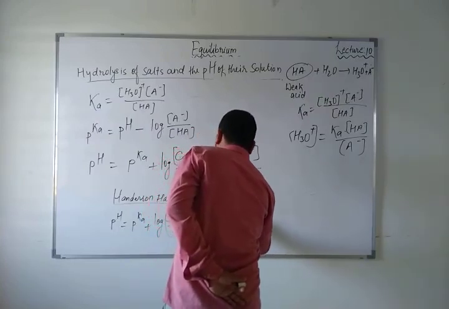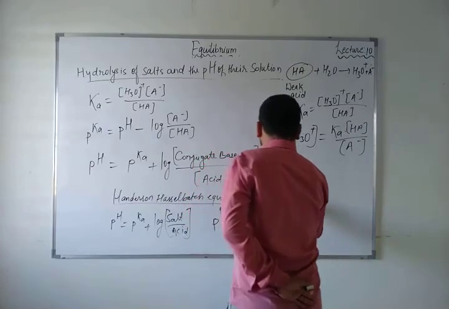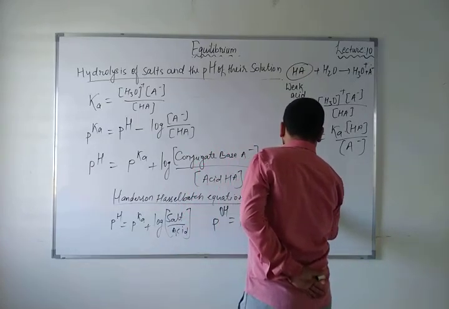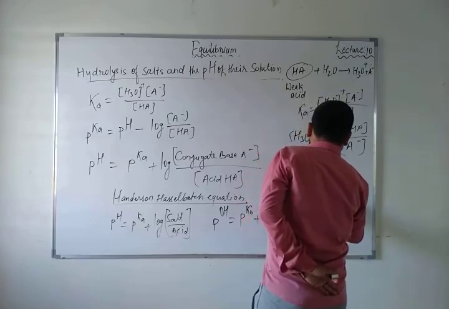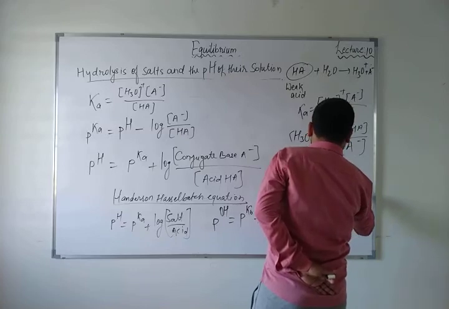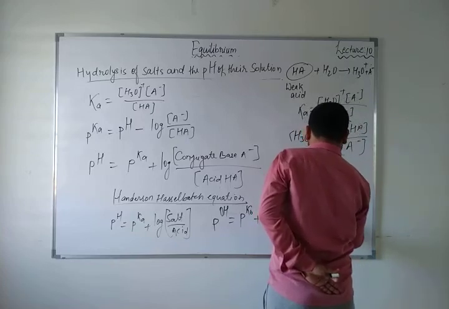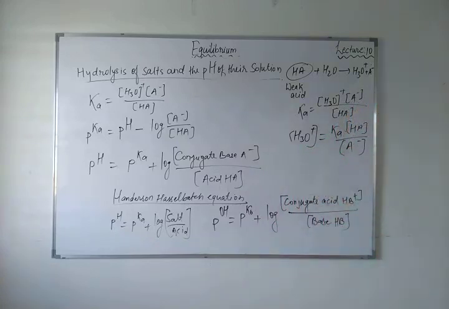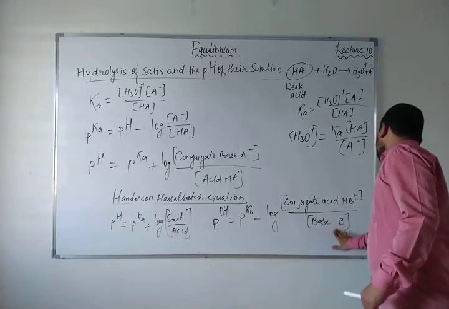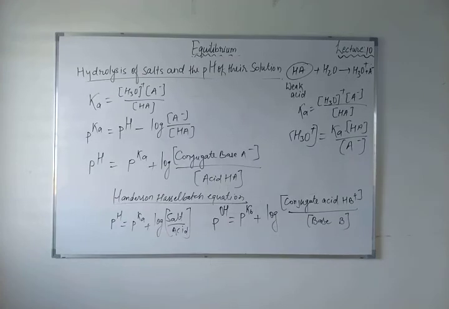Here you can write pOH is equal to pKb plus log conjugate acid, that is BH plus, upon base. Got it? So here you can see the formula, not BH, sorry, only B, right? So pOH is equal to pKb plus log conjugate acid upon base.